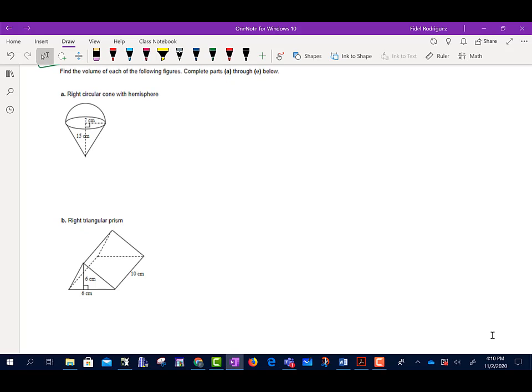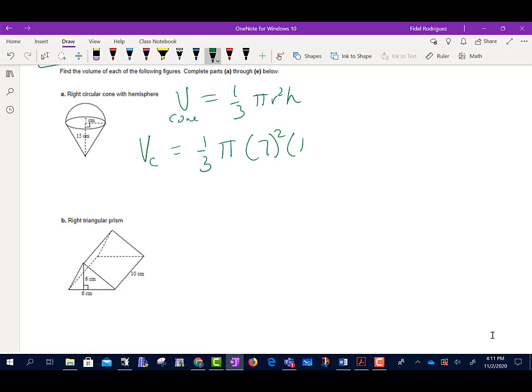Okay, so we have a right circular cone with a hemisphere. So we have half a circle, right? So let's see if we can do the cone first. So remember, the formula for the cone is 1/3 pi r squared times h. This is just for the cone part, okay? So I'll put a little c for cone. 1/3 pi. The radius in this case is 7, so I'm going to put 7 squared, and the height we already know, which is 15. So 1/3 pi, this is 49 times 15.